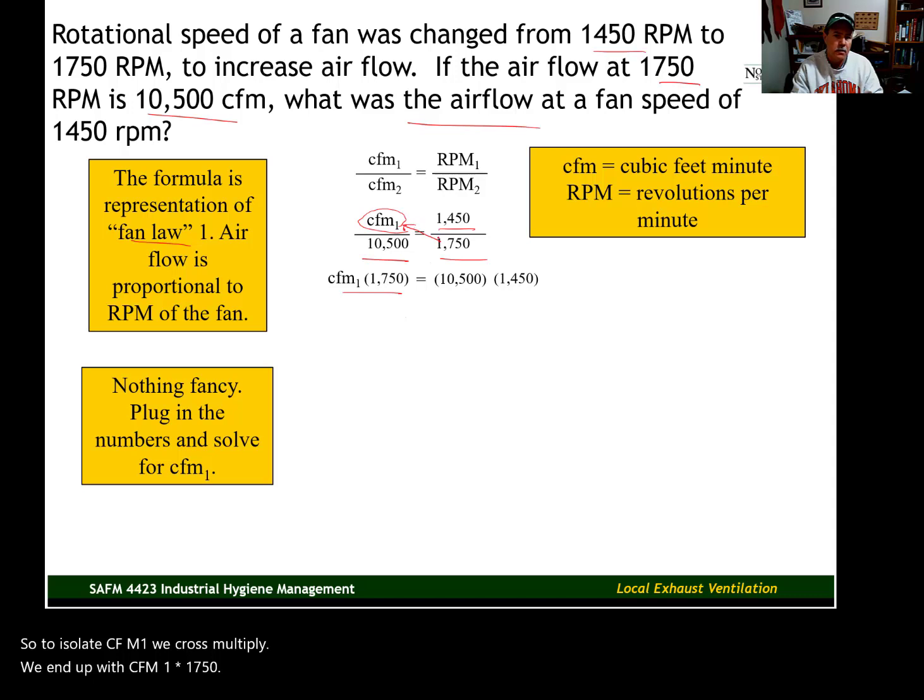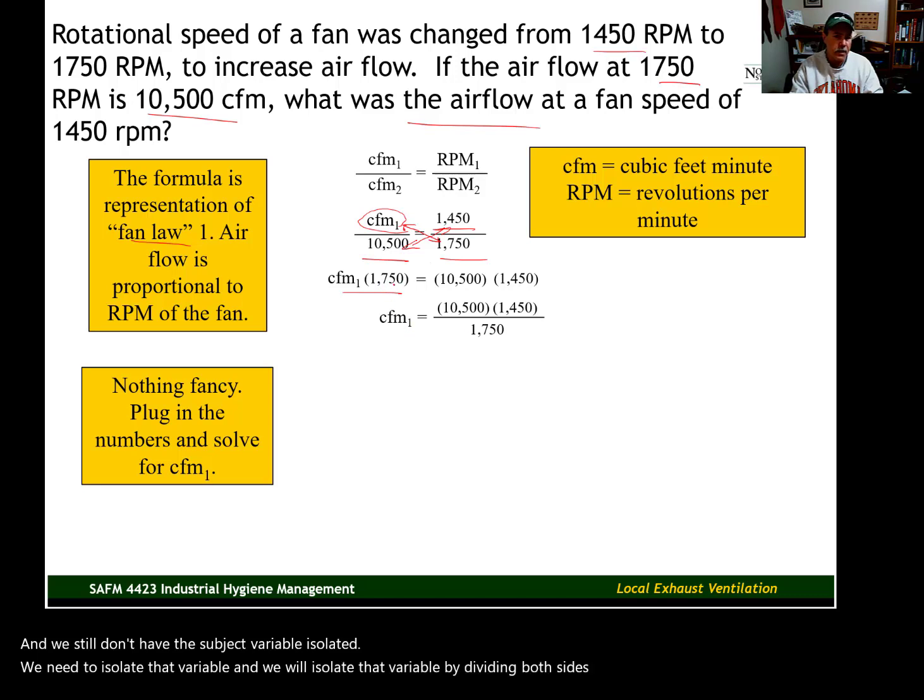Cross multiply these terms. Then we cross multiply these terms. 10,500 multiplied times 1,450. And we still don't have the subject variable isolated. We need to isolate that variable, and we will isolate that variable by dividing both sides by 1,750.